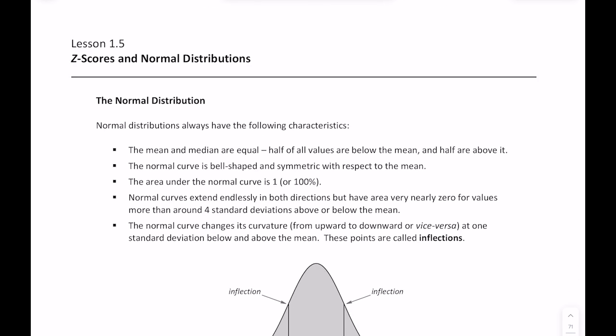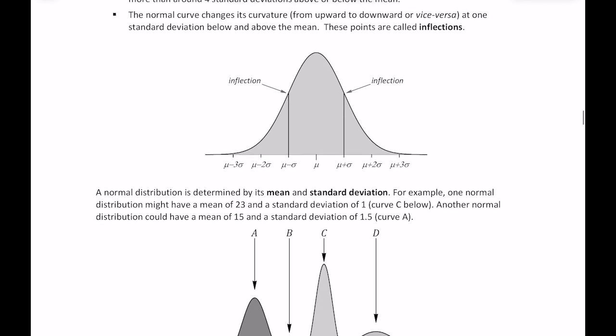And the normal curve changes its curvature from upward to downward and vice versa at 1 standard deviation below and above the mean. And these are called inflection points. So this value here is just whatever the mean is plus 1 standard deviation. So in our last example, it was 69 plus our standard deviation of 3. So 69 plus 3 gave us 72, and so on.